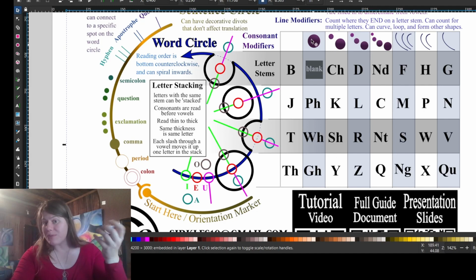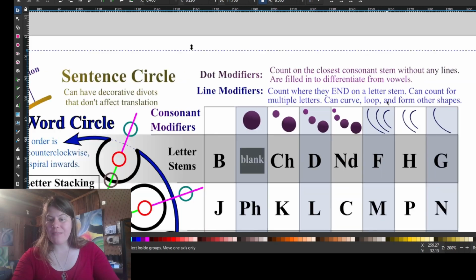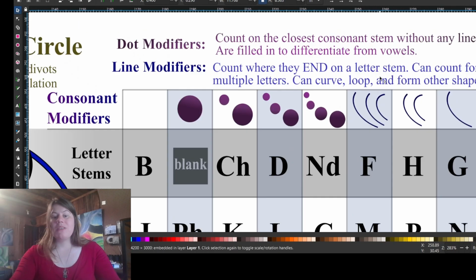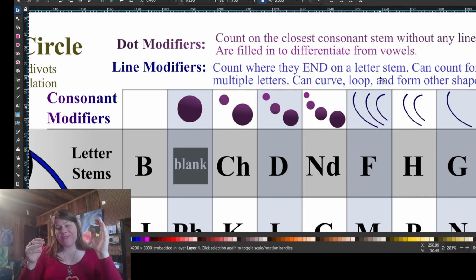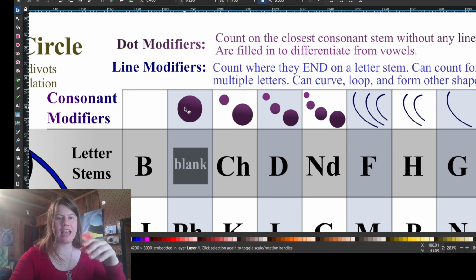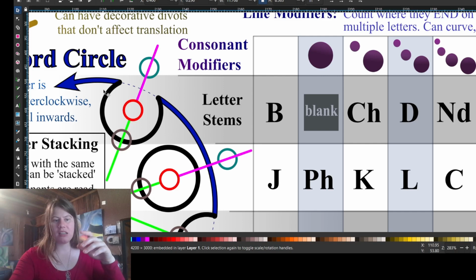Now to get the columns, we have dot modifiers and we have line modifiers. And that fine print up here matters. These dots count at whatever letter they're closest to, whereas the lines count where they end on a letter stem. So where they connect and stop on the letter stem, which is again that black bit of our letters, so things are color-coded.